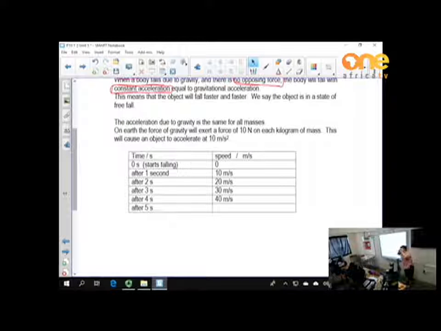Does the Earth have eyes to see? Can the Earth see you and see the pencil and decide, oh, I'm going to have a stronger force on you than on the pencil? No. The Earth exerts a force on all objects that will make that object accelerate at 10 meters per second squared.